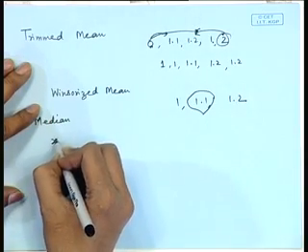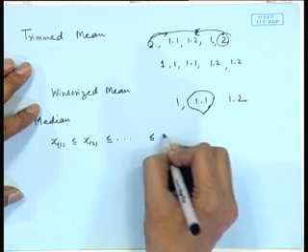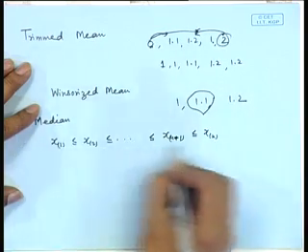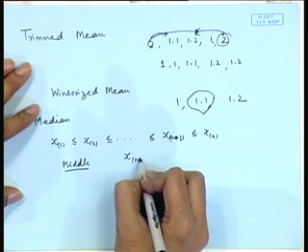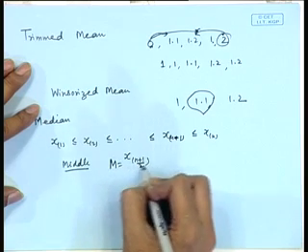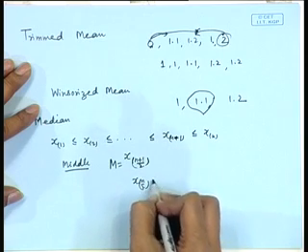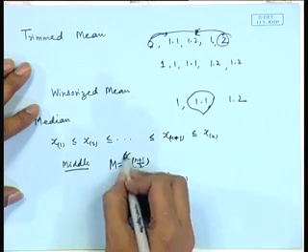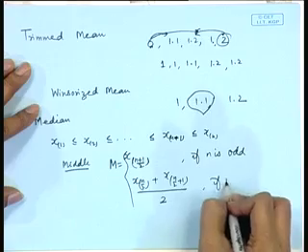So, what we do is order the values x1 less than or equal to x2 less than or equal to and so on, up to x(n-1) less than or equal to xn. Any sample of n values, you order them and look at the middle. That means the median is the x of (n plus 1) by 2 value if n is odd, and if n is even, it is the x of n by 2 plus the x of (n by 2 plus 1) value, divided by 2.